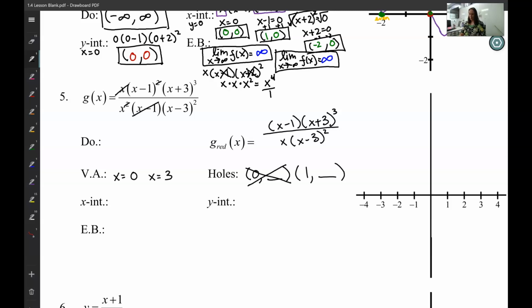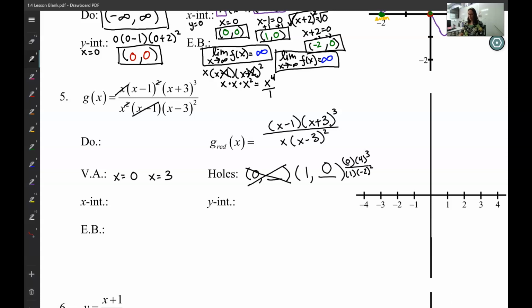I just need to plug 1 in. 1 minus 1 is 0. 1 plus 3 is 4 cubed. 1 in the denominator, and 1 minus 3 is negative 2 squared. If I simplify all that, I'm going to get 0.